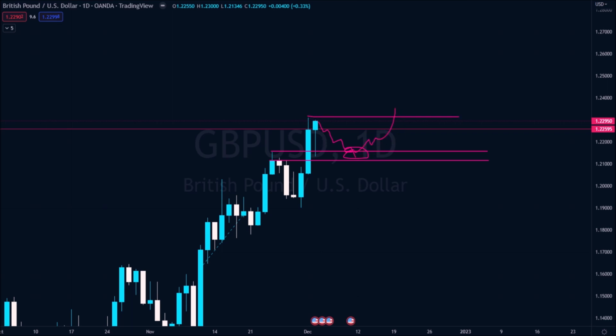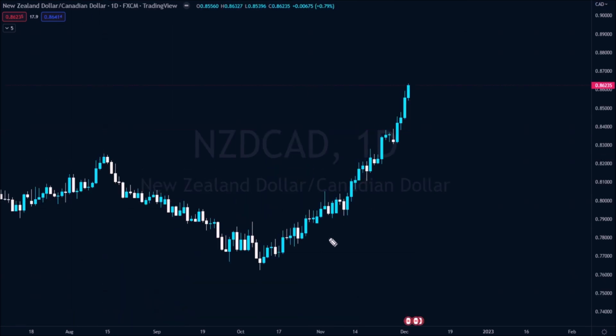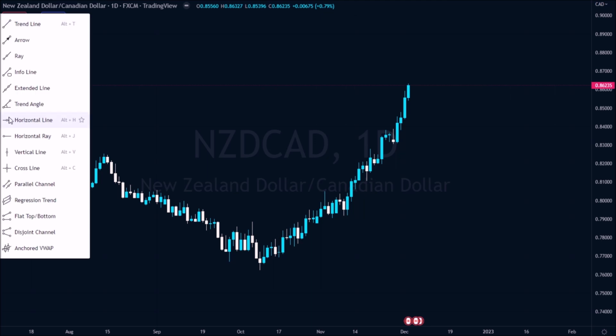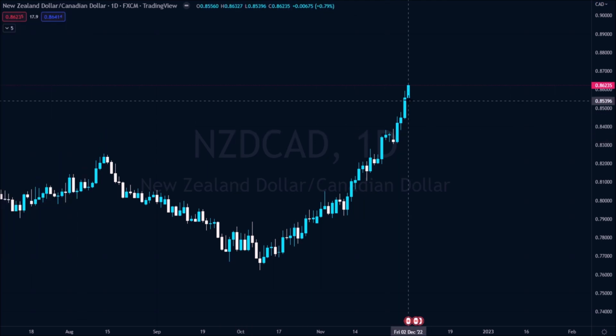Another instrument we'll take a look at is New Zealand CAD. New Zealand CAD looking pretty strong across the board. You can see we're in this upward trend, not really too many pullbacks. So if we do get the opportunity of a pullback, then we have to be prepared. What I'll do is mark out just this daily candle low and maybe this candle low.